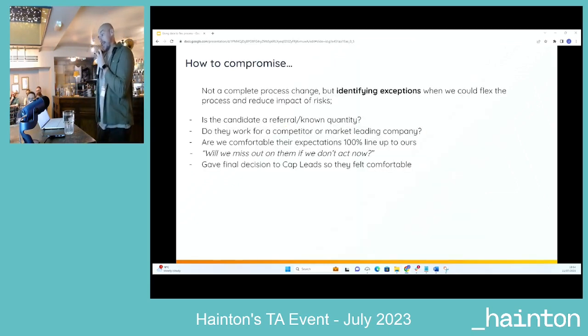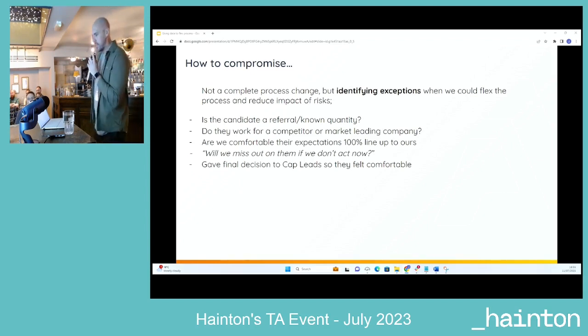Around compromise. Now, ultimately, it's not our job to tell businesses what's best for them. Like I said, we're there to provide insight, to try and partner, to guide and advise. We need them bought in. If we're constantly getting friction and resistance with our hiring managers, it's not going to work. Change isn't going to work.